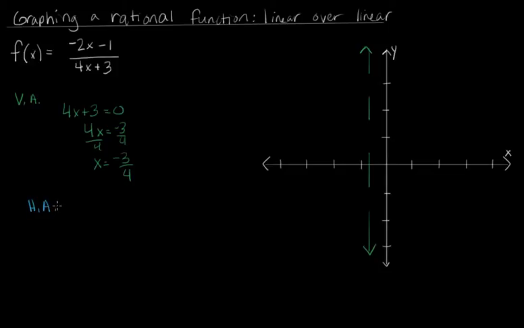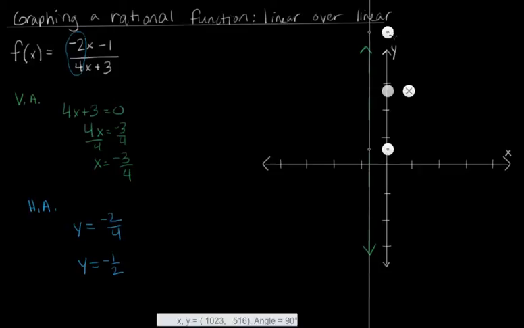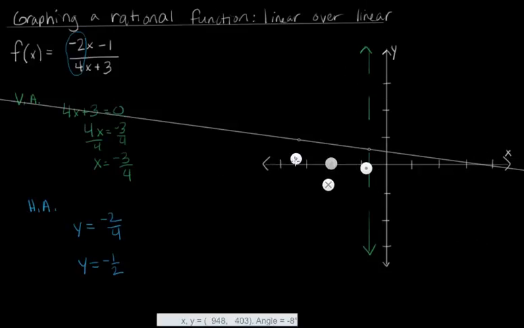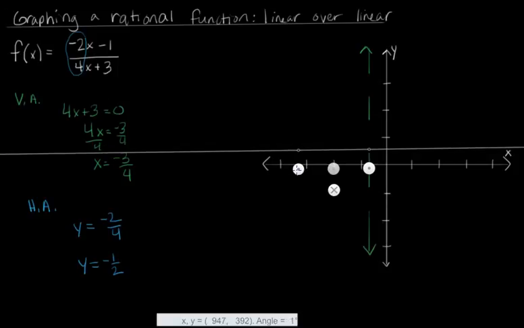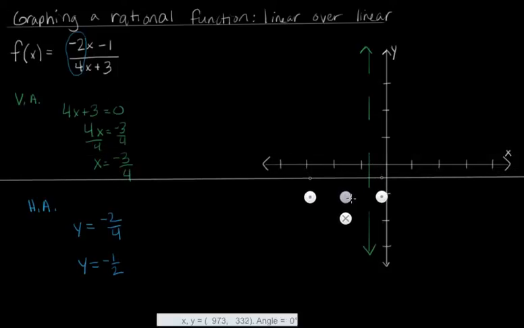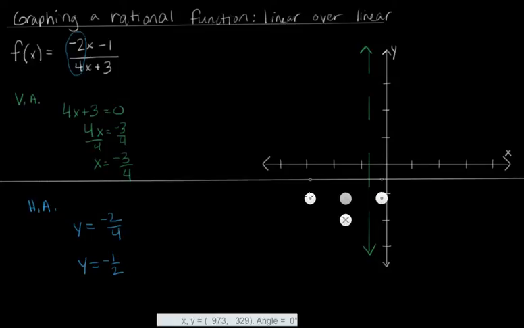So for the horizontal asymptote, in this case, remember that we have the same degree. The degree on the top is the same as the degree on the bottom. So we're just going to take these leading coefficients and divide them. And our horizontal asymptote is going to be y equals negative 2/4, which is the same as y equals negative 1/2. So our horizontal asymptote is going to be y equals negative 1/2.